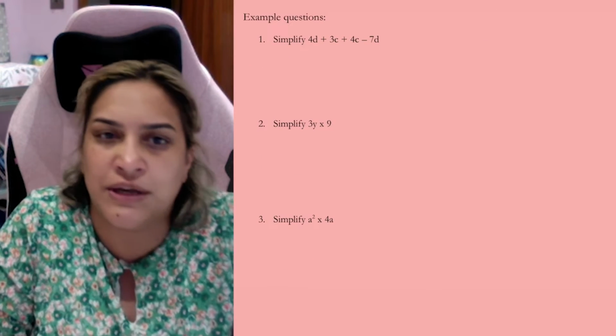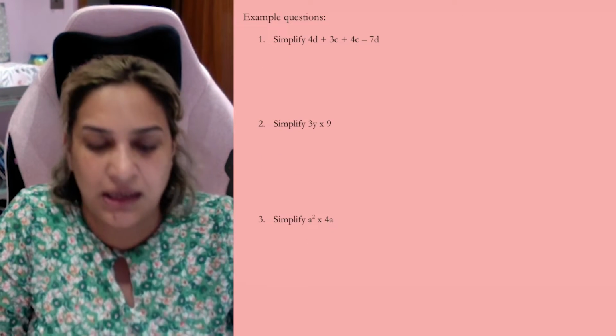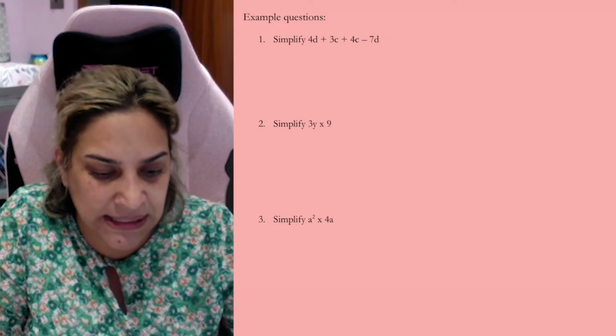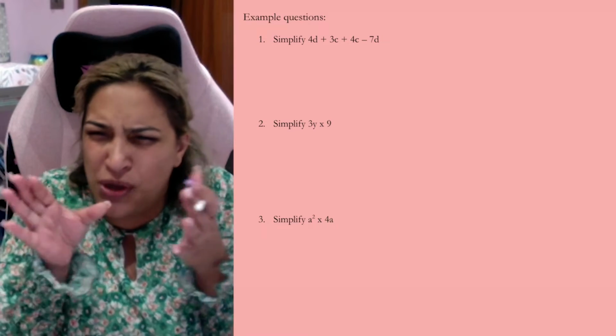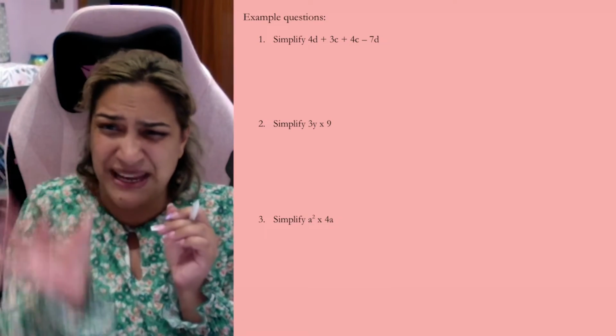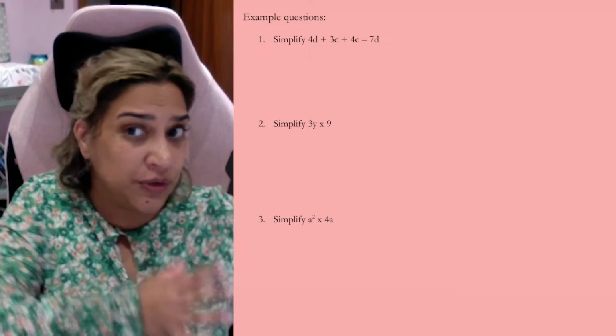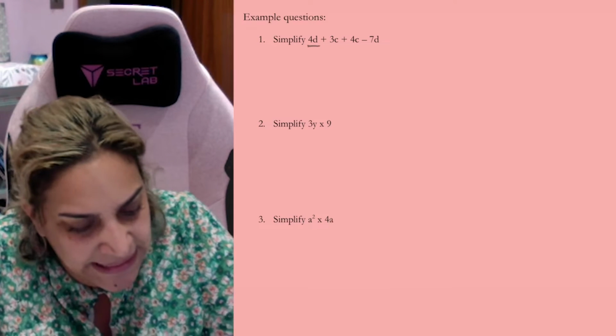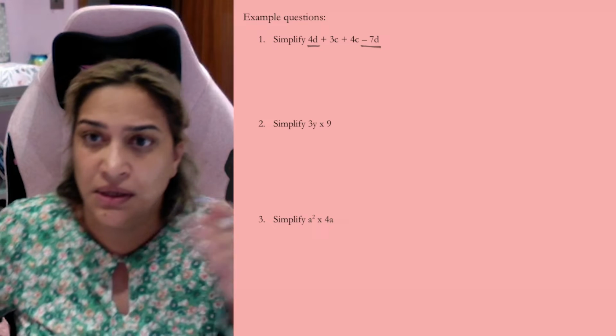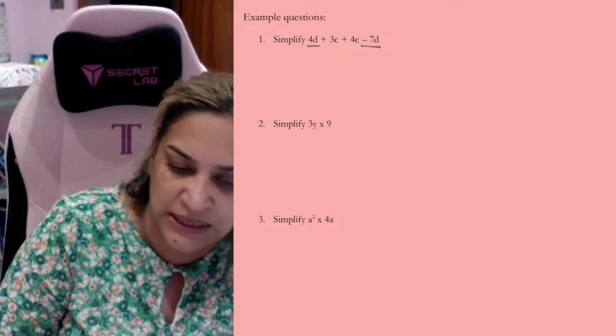Okay, so you're going to be looking at inequality signs, solving, rearranging, but we'll go through the example questions really slowly. So the first one we've got here is to simplify an expression. We've got 4D plus 3C plus 4C minus 3D. Now the important thing is the sign, the bit in front of the letter, called the coefficient, belongs to it.